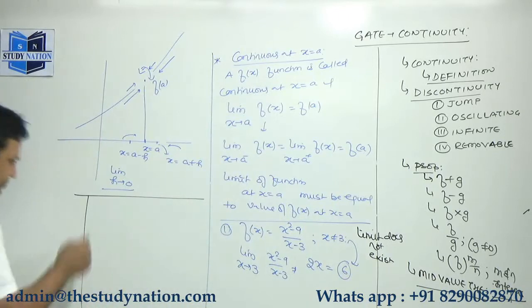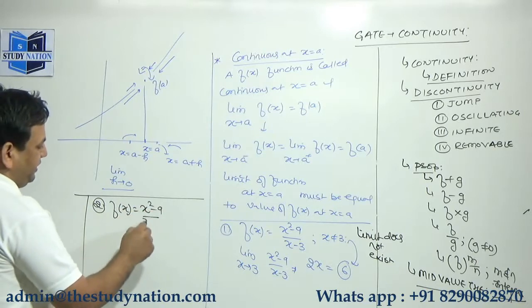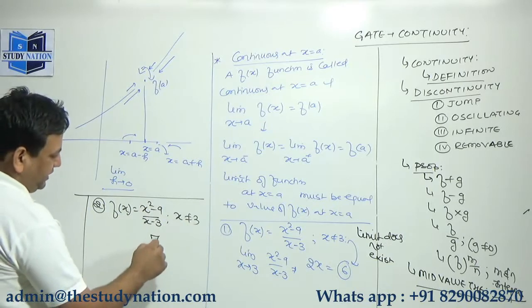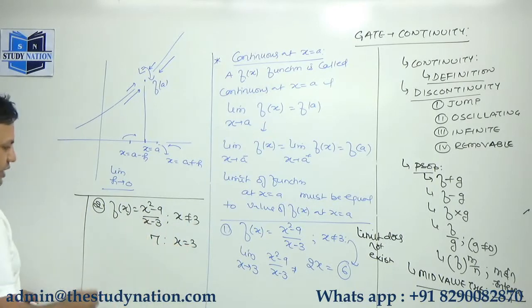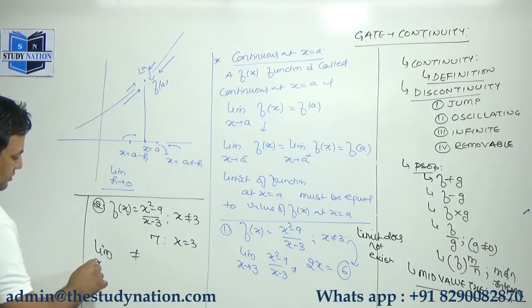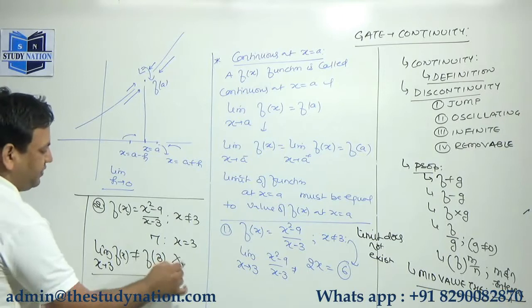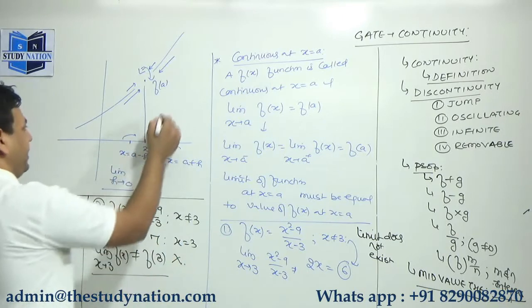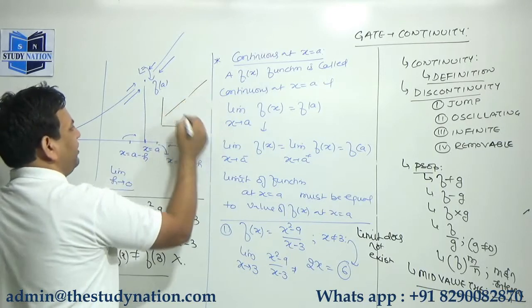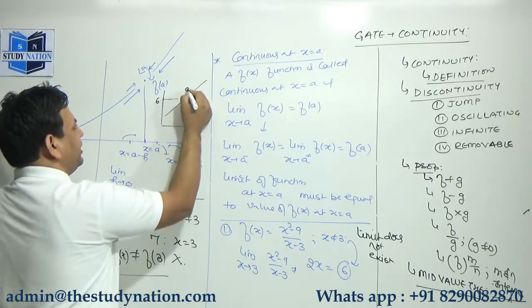Let's see the second case. f(x) is equal to (x square minus 9)/(x minus 3), where x is not equal to 3, and 7 when x is equal to 3. So the limit is equal to 6, but this is not equal to the value of f(3). So we will say again the function is not continuous. Understand it this way: suppose you are reaching from this point and this point, both points are giving the value 6, but the value of the function is 7.